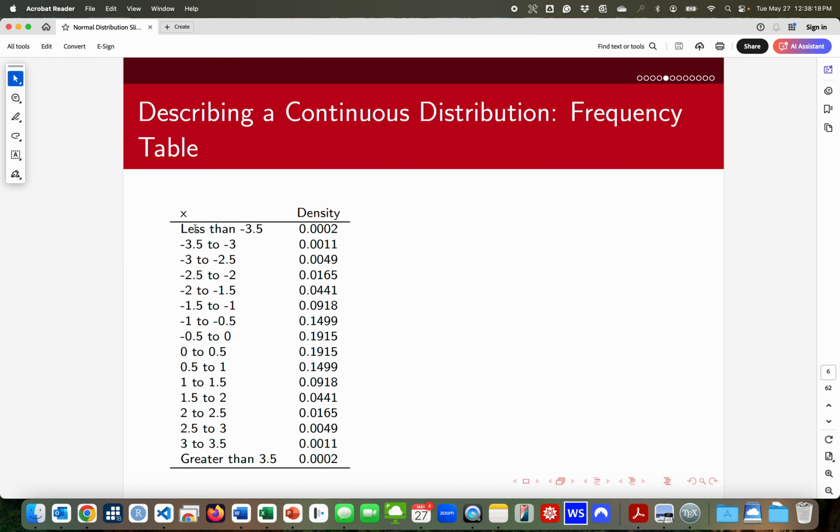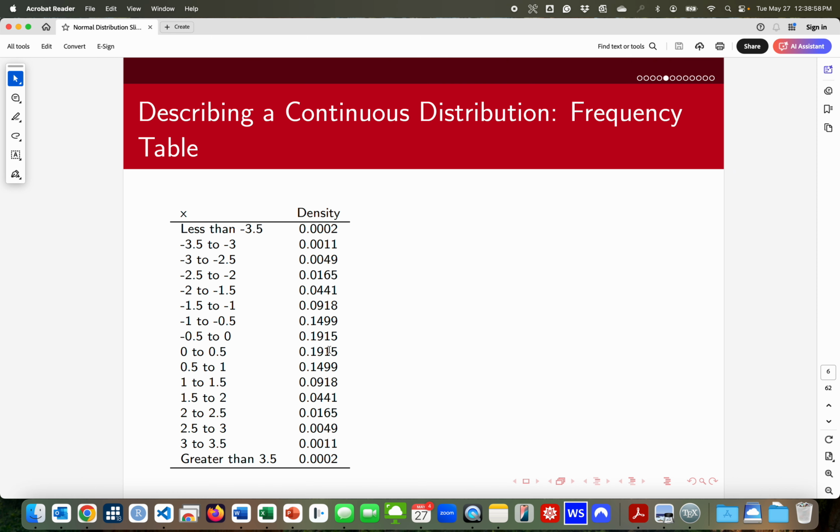But this is a frequency table. So we can't put specific values because the probability we observe a specific value is effectively 0 if it's continuous. Because we have an infinite number of possibilities, the probability we observe one particular one out of an infinite number is 0. So we make these bins. So this says the probability that we observe an x that's less than negative 3.5 is 0.0002. This tells us the probability that we observe an x between negative 0.5 and 0 is 0.1915.